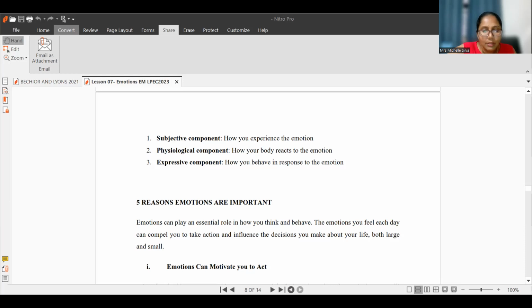Write down this topic. If you are really emotionally intelligent, you can nicely control your emotion and control your behavior.